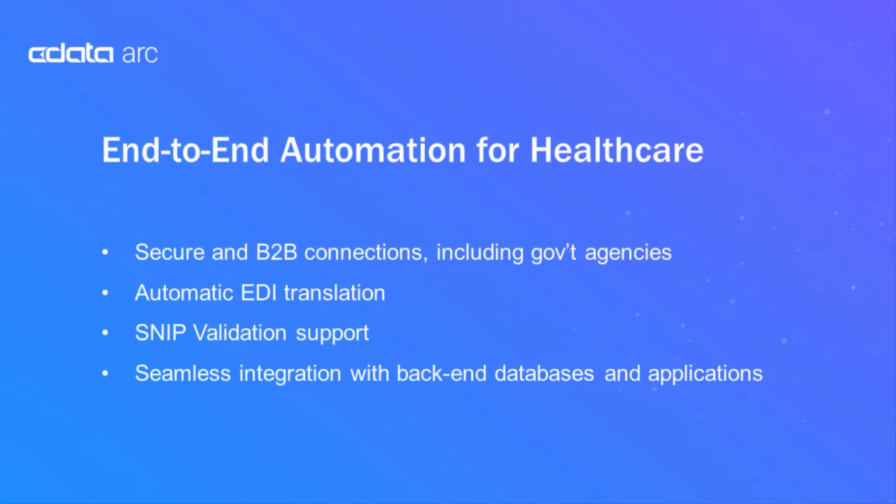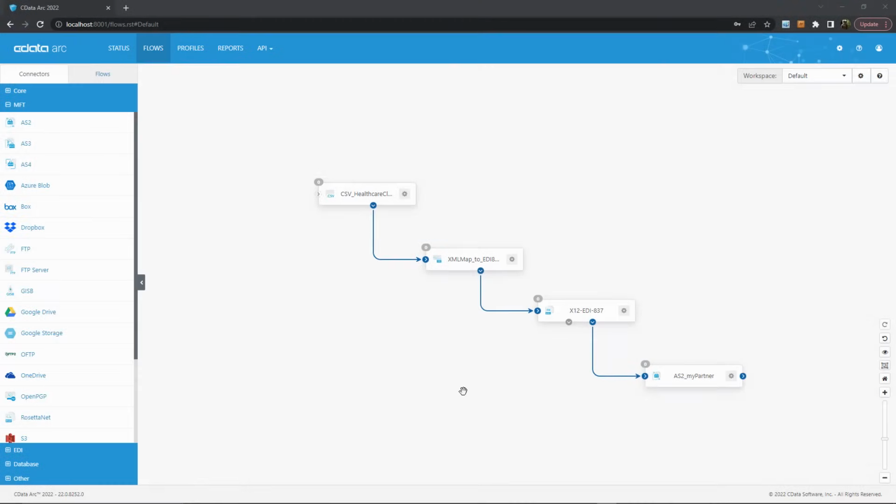Arc ensures that transactions with your business partners are automated, with no risk of human error or slowdown. Arc also seamlessly integrates your healthcare data with backend systems while enforcing SNIP validation to ensure you remain HIPAA compliant. To see how this works, let's take a look at one of Arc's free sample flows that focus on exchanging healthcare claim data. Our sample flows are provided for free, along with a fully functional trial, so that you can hit the ground running with your own integration workflows.